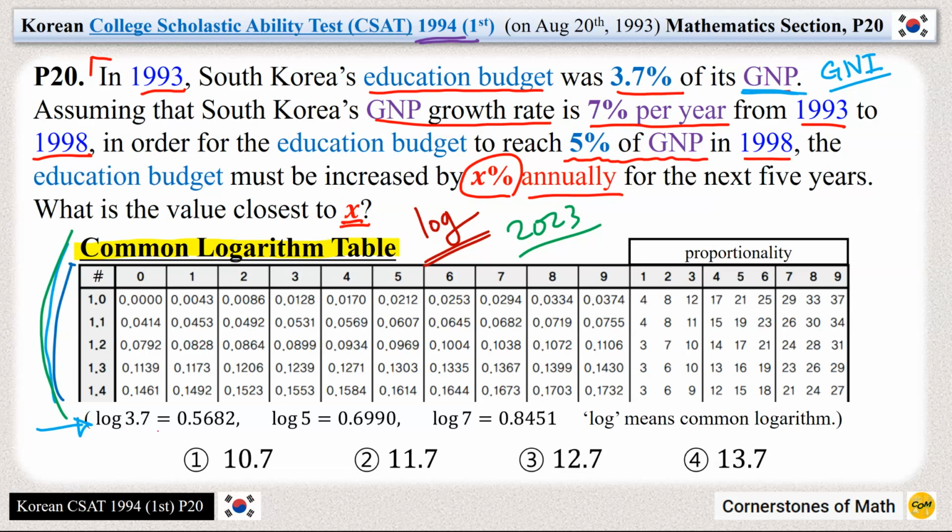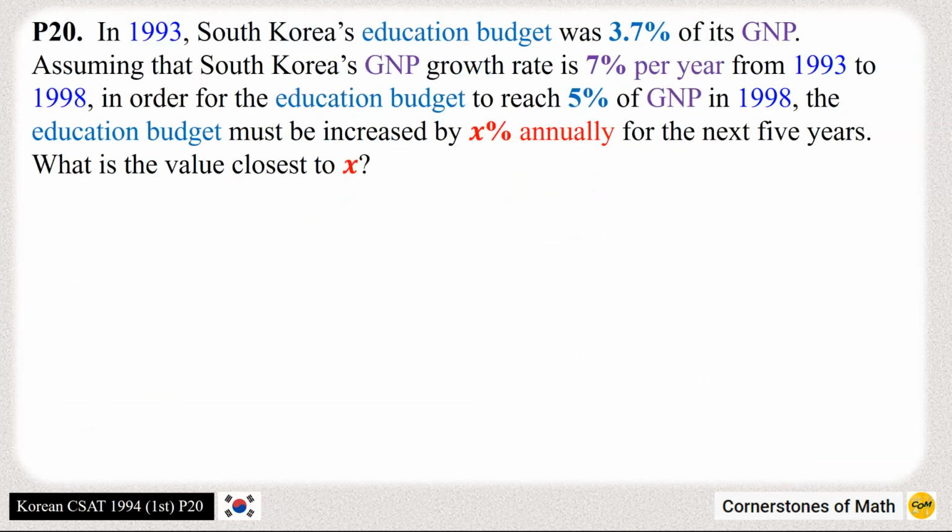But if you want to try this problem by yourself anyway, notice that this is a multiple choice problem. So you have to find the choice that has the best approximation of this x. Okay, now the solution part.